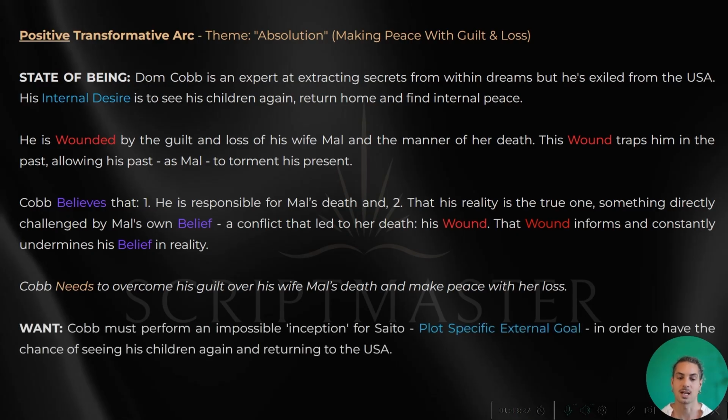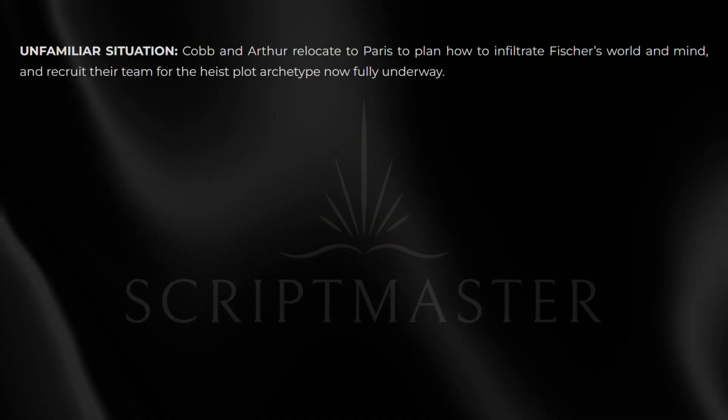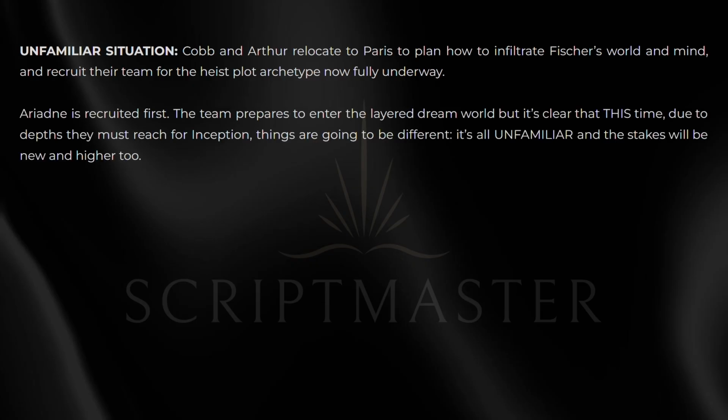His want is that he must perform that impossible inception job for Sato, the plot-specific external goal, in order to have the chance of seeing his children again and returning to the USA. The unfamiliar situation that he then enters is returning with Arthur to Paris to plan how to infiltrate Fisher's world and mind, recruiting their team for the heist plot archetype, which is now fully underway.